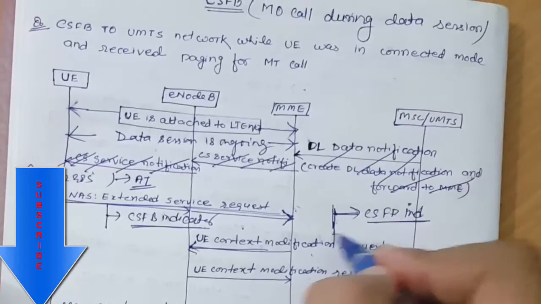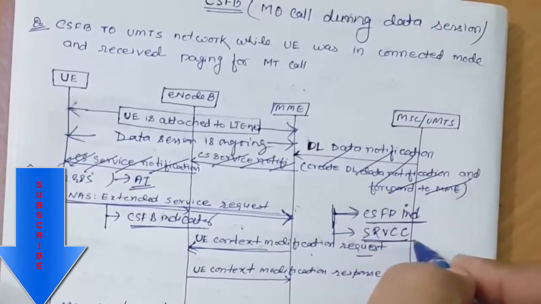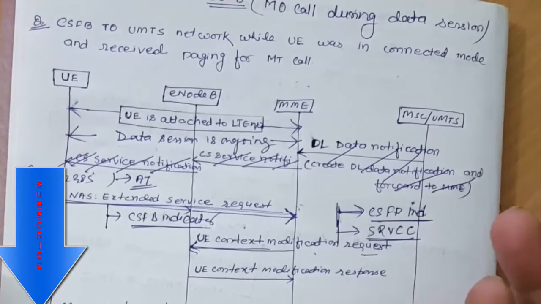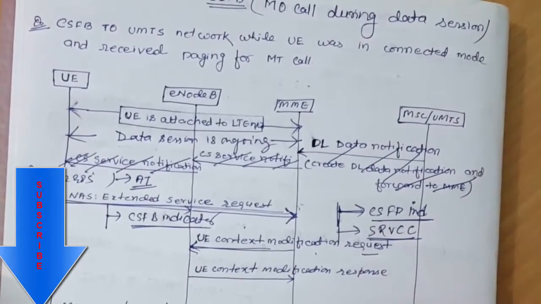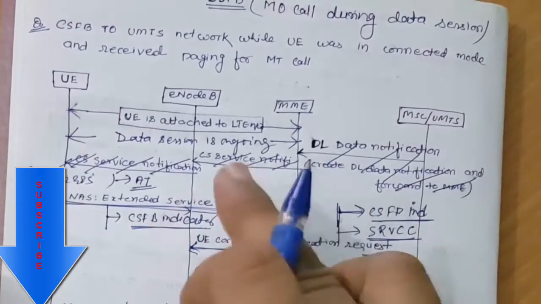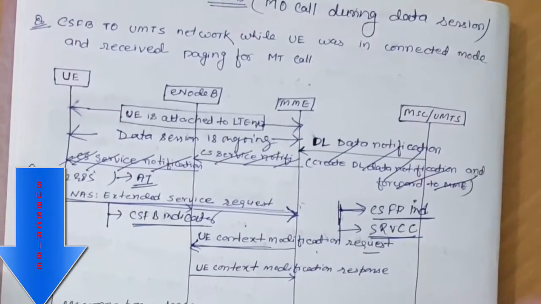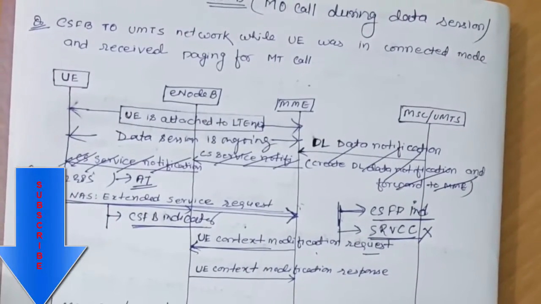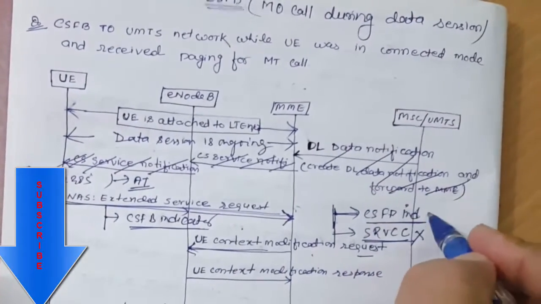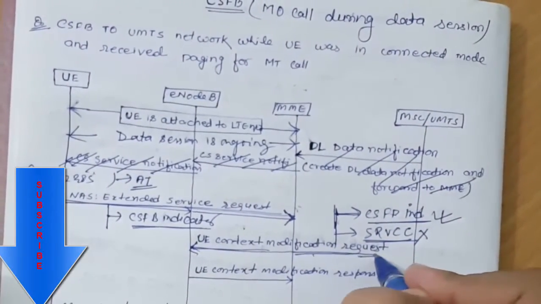Also, one important element is SRVCC, but here SRVCC is not happening. Suppose the UE is in a VoLTE call, and at that time the UE is moving away from the LTE network to the legacy network. At that time the MME sends the UE context modification request message with the SRVCC indication. But here the SRVCC indication will not be sent because it is going for CS fallback. It will send the CS fallback indicator in the UE context modification request message.